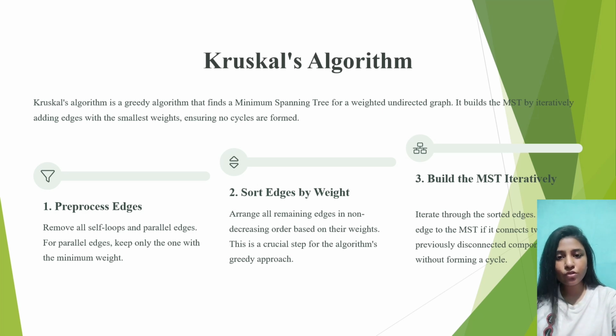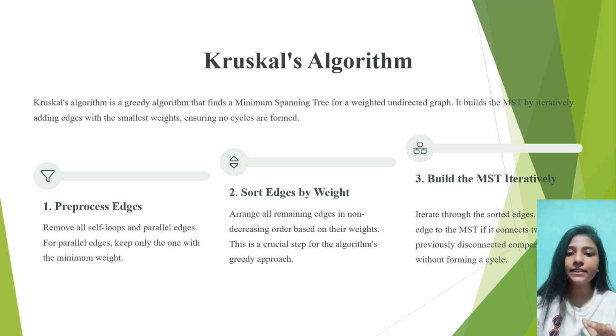Step 2, sort edges by weight. Next, we sort all edges from smallest weight to largest. Sorting is important because Kruskal is greedy. It always tries to add the smallest edge available first. This step takes O(E log E) time, where E is the number of edges.